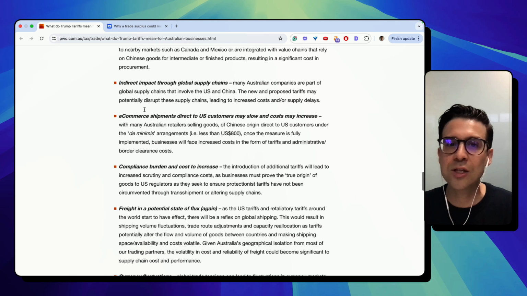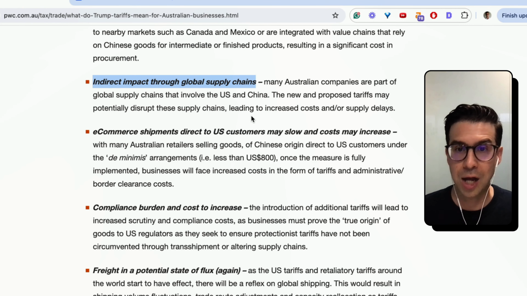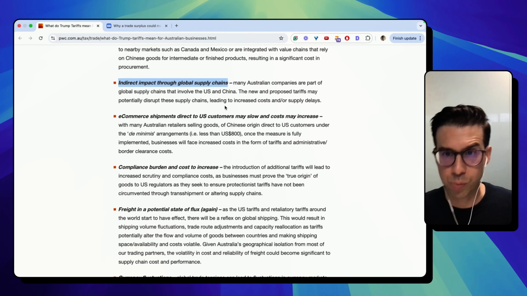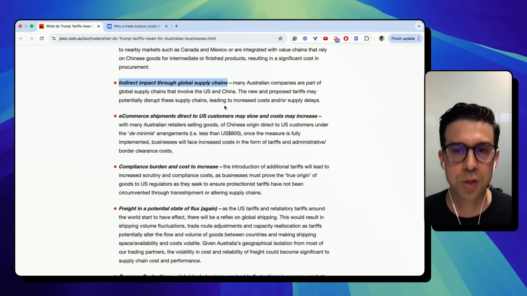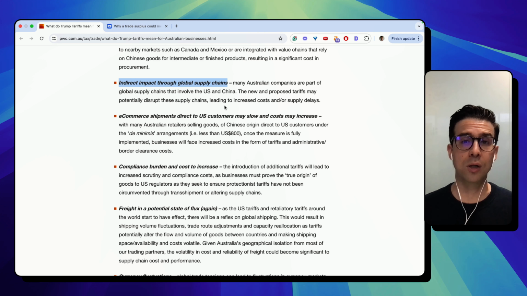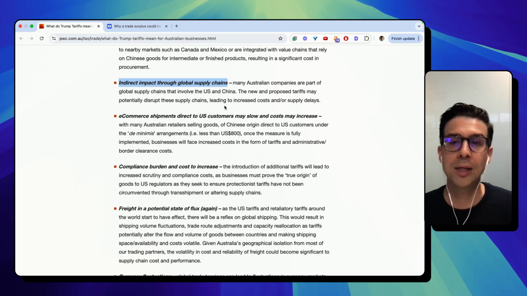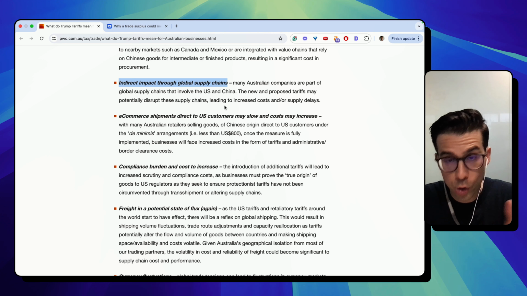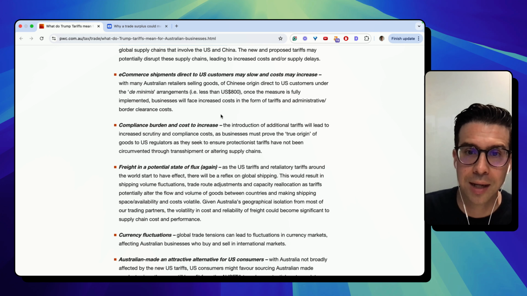Now, of course, there's going to be an indirect impact on Australia through global supply chains. The reality is that if we need to bring things in from China and the US, it may cause delays and increase costs. And so it could, unfortunately, stoke further inflationary pressure in the Australian economy, which is obviously not great given how hot inflation has been running.